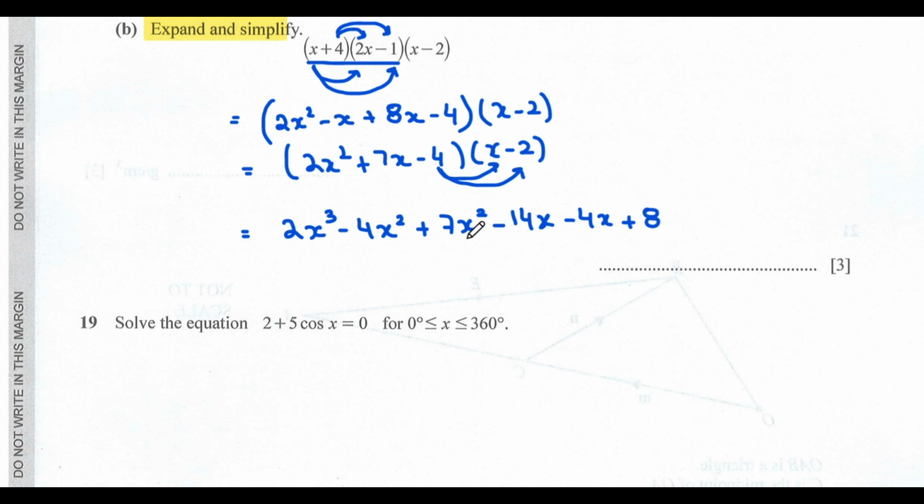Now I'll just simplify the like terms and I'll get my answer. 2x cube minus 4x squared plus 7x squared would be plus 3x squared, minus 14x minus 4x would be minus 18x, and 8 will come along. So this is our final answer.